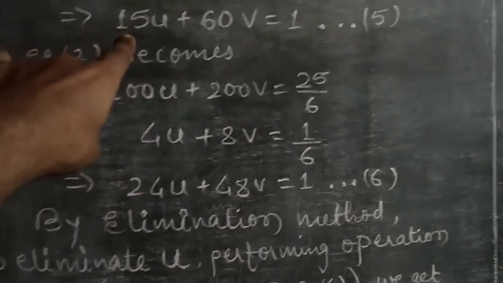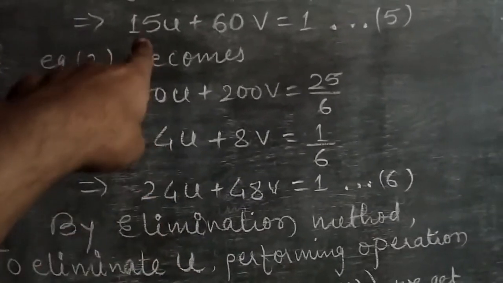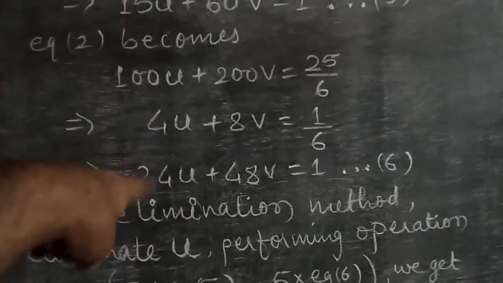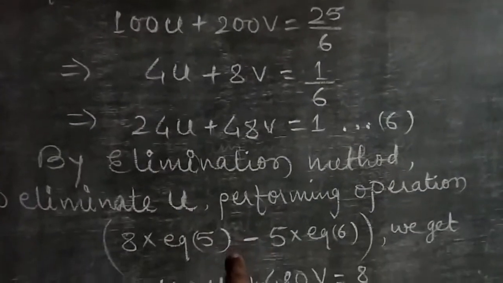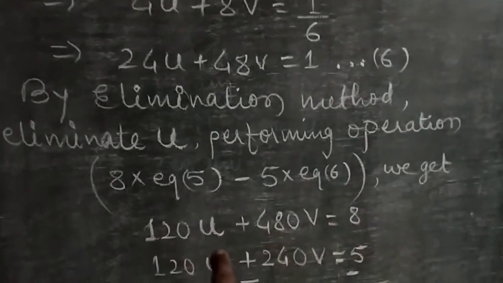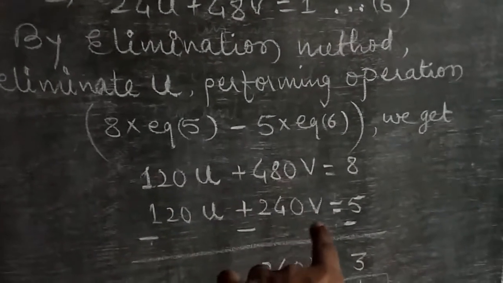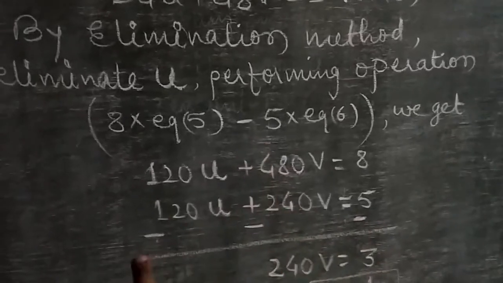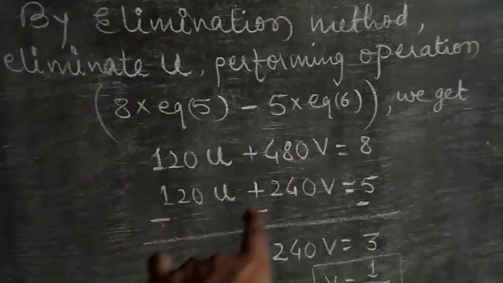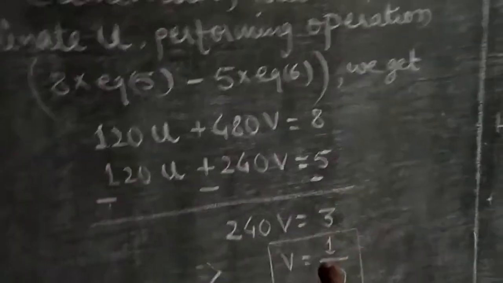Look here, 15 and 24, their LCM is 120. So we will multiply by 8 and by 5. And as both have the same sign, we are subtracting. So 8 into equation 5 minus 5 into equation 6, we get 120u plus 480v equal to 8, and 120u plus 240v equal to 5. As we are subtracting, the signs will be changed. So minus, minus, minus, so it will cancel. 480v minus 240v gives 240v, and 8 minus 5 is 3.